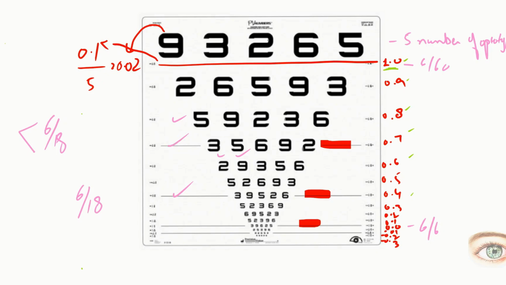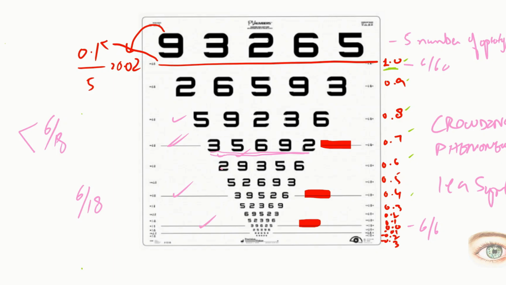What does this line tell us? I don't know if you guys are aware of the crowding phenomenon, right? This line is actually equivalent of the Lea symbols. If a child is able to read all the optotypes in this line, this means that the person is not suffering from the crowding phenomenon, and the person is not amblyopic, right? So if a child reads all the letters in the Lea symbol, and then reads all the optotypes in this line, this means that the child is not suffering from the crowding phenomenon and the child is not amblyopic, right?